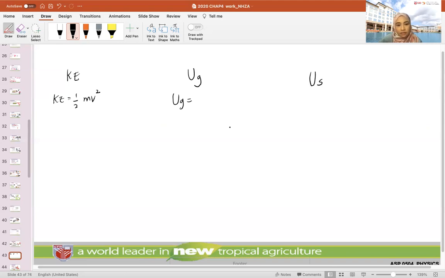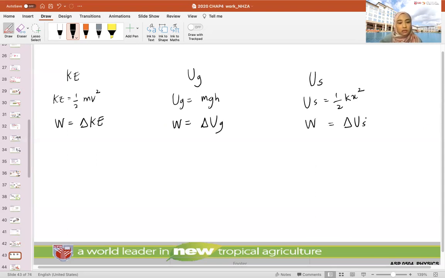MGH. And US is equal to 1 over 2 kx squared. So this is kinetic energy, potential energy. Now, when I talk about work, it has to be change in kinetic energy. When I talk about work, it has to be change in UG. When I talk about work, it has to be change in US.